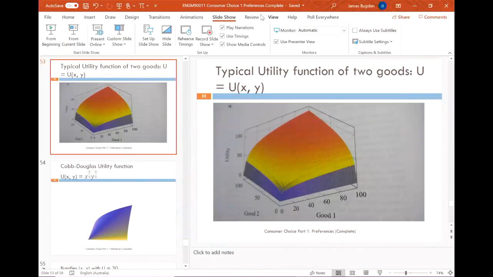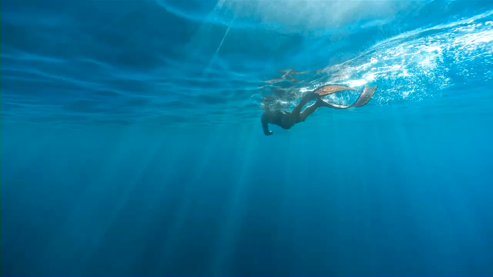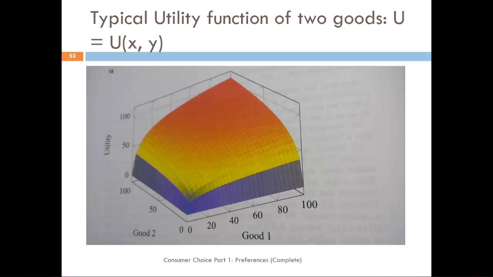Okay, I want to mention a few things from the Consumer Choice 1 lectures that we ended up on last week. So we finished up with preferences. I just want to mention a few things about the utility function. In fact, before I do that, let me just talk briefly about concave and convex functions, since I was asked a few questions about that.